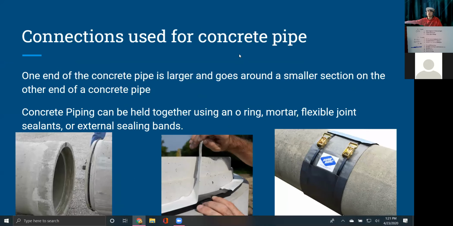Okay, connections used for concrete piping. So the most common way to hold the concrete pipe together would be using an O-ring, which goes onto the joint, and then the bell housing goes over that, creating a watertight seal. There's also mortar, flexible joint sealants, which is the picture in the bottom middle, and external sealing bands, which is the picture on the right.